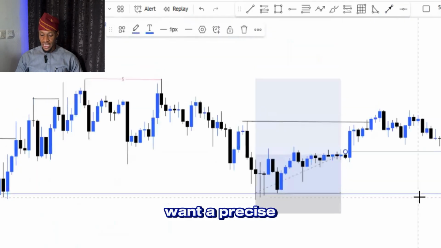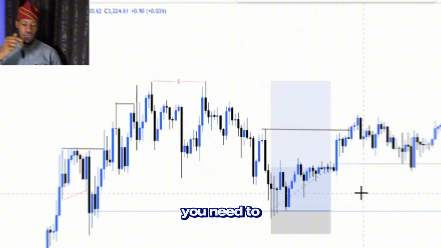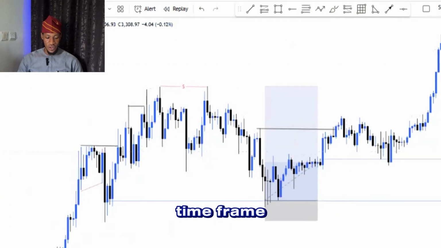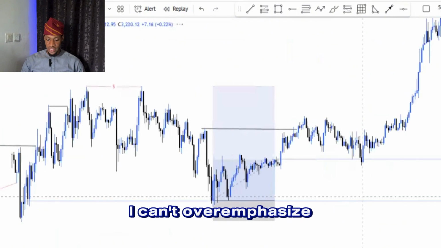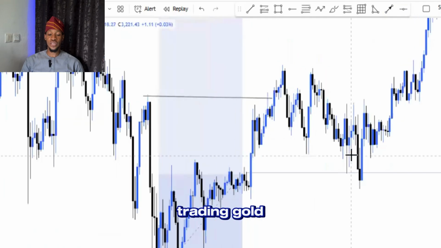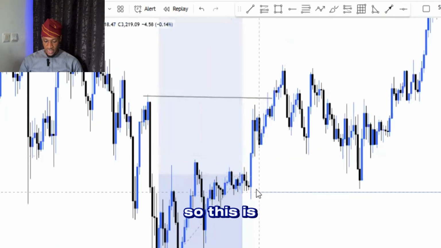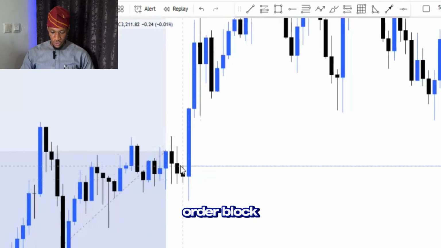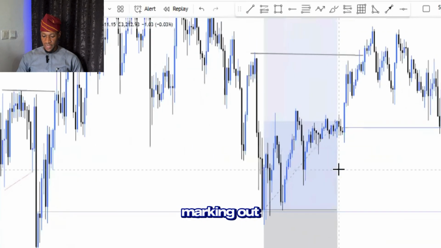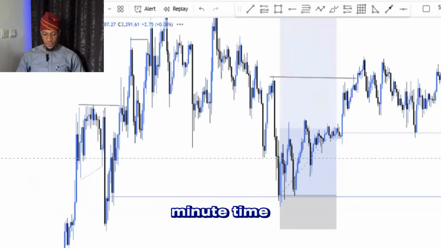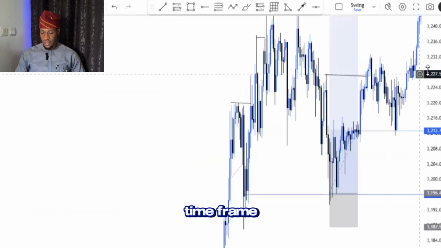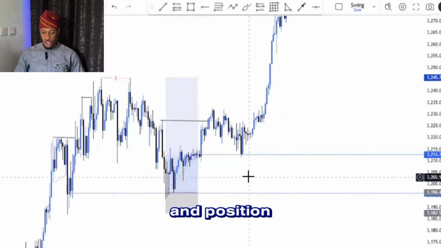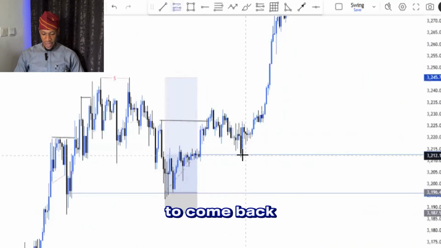But if you want a precise entry with a very, very small stop loss, you need to go down to the 15-minute time frame, guys. I can't overemphasize the power of the 15-minute time frame when you're trading gold. So this is it right here. Let me zoom out for those using a phone. This is the order block right here. Then after marking out the order block on the 15-minute time frame, I just want you to go back to the 30-minute time frame and position, guys. Wait for price to come back there.